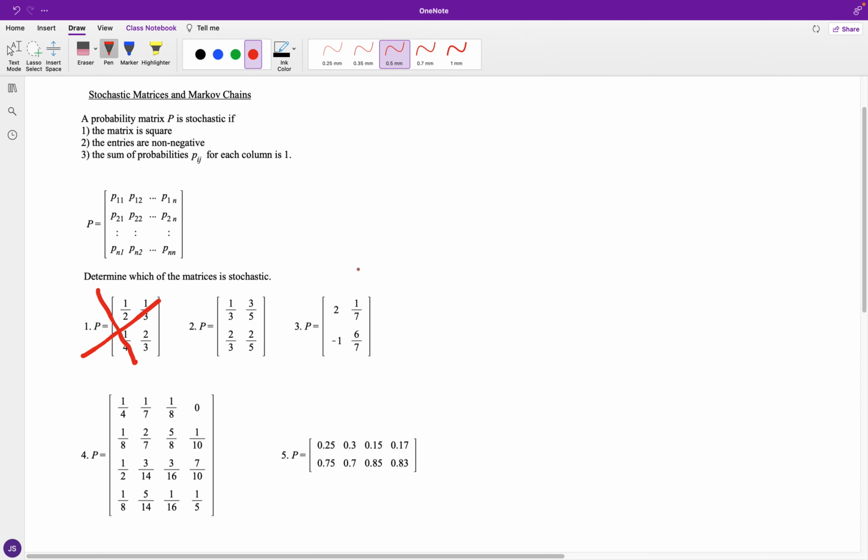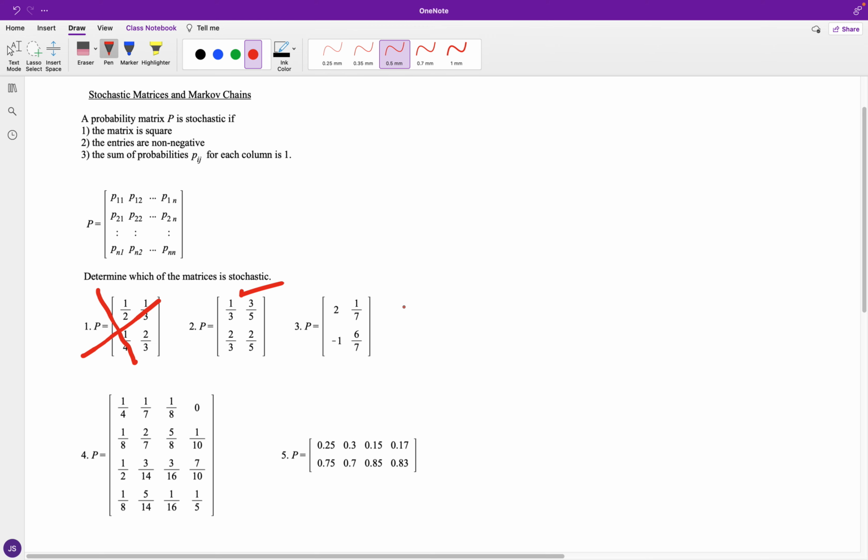Now, for the next probability matrix, we have another 2 by 2, so a square matrix. All the entries here are non-negative. To be stochastic, the columns must sum to 1. In the first column, 1/3 and 2/3 is 3/3, which is 1. Then 3/5 plus 2/5 is 5/5, which is also 1. And so matrix number 2 is stochastic.